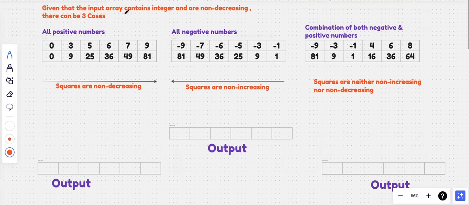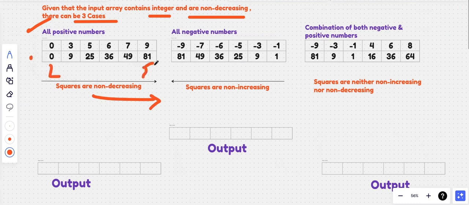Given that the input array contains integers and is non-decreasing, there can be three cases. First one is the array contains all positive numbers. In that case, if we square the numbers, the resultant array will be non-decreasing. So in that case, we can simply traverse the array from left to right and push the elements one by one. So starting from 0, we can push and then 9, and at the end we can put 81.